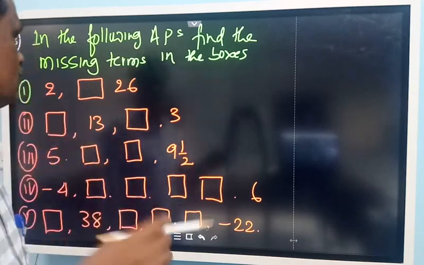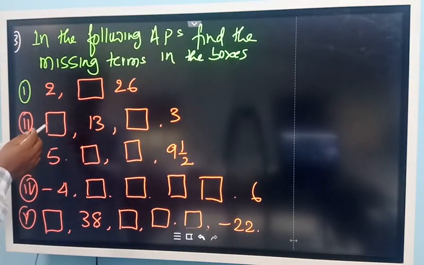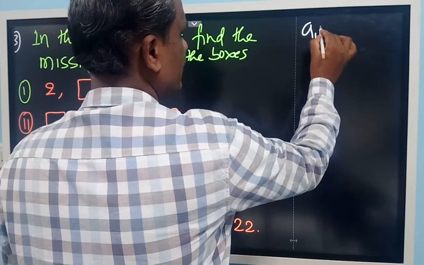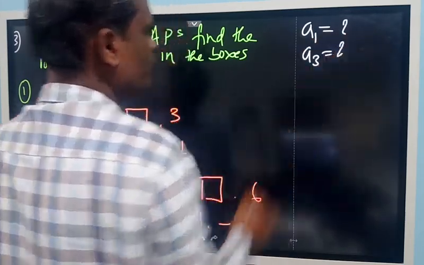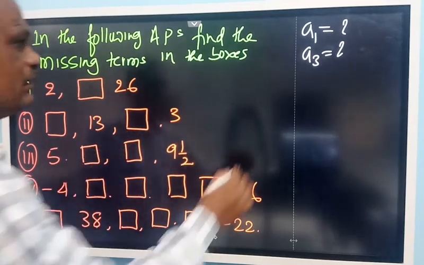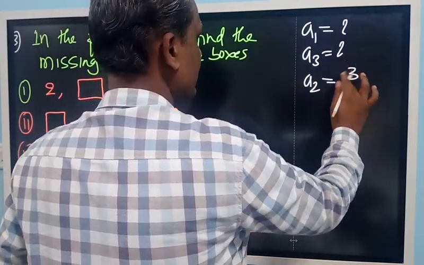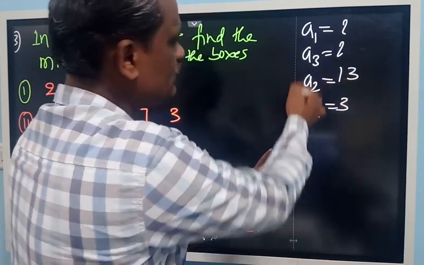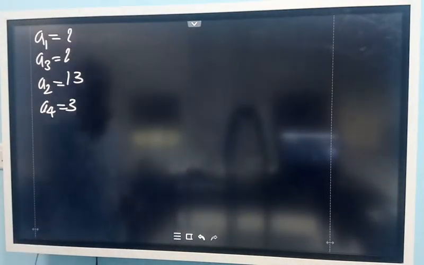Now this question. The second term is 13 and the fourth term is 3. And we are to find out the first term and the third term now. The first term A1 is question mark and A3 is question mark. We need to find out A1 and A3. What they have given is A2, that is 13, and A4 is equal to 3. Use these two data to find out the first term and the third term.